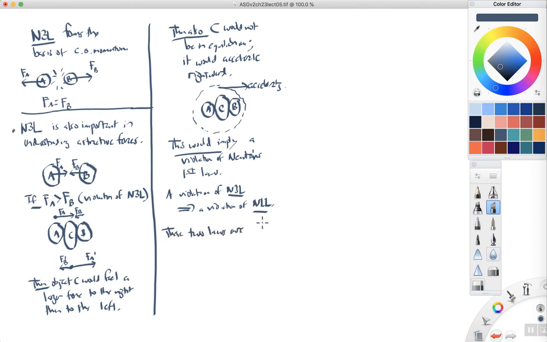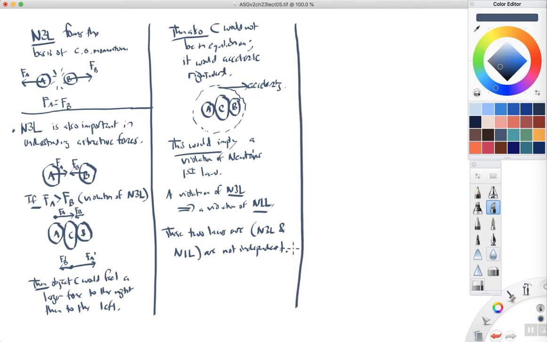These two laws, that is Newton's third law and Newton's first law, are not independent, in the sense that a violation of Newton's third law would necessarily, at least in this case, imply a violation of his first law. Okay, now where is he going with this?